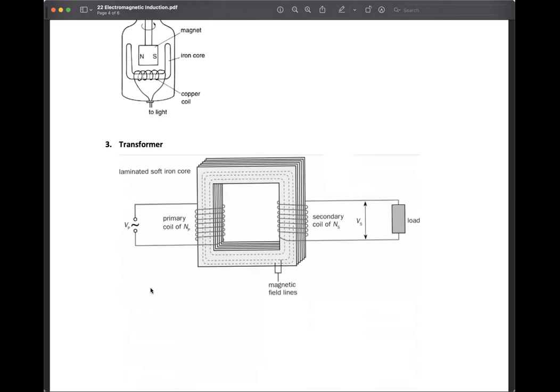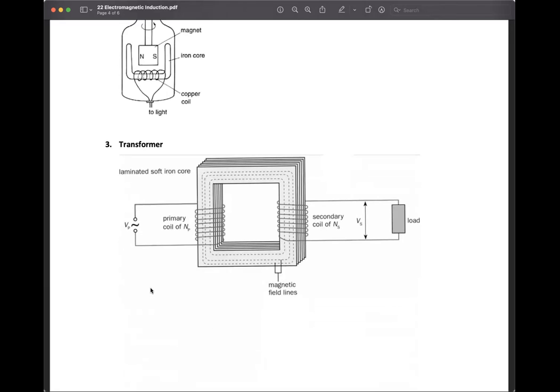Okay, so the last part of this topic before I go to CRO is a very interesting application that allows electricity to come to our house. So what is this? We're talking about a transformer.